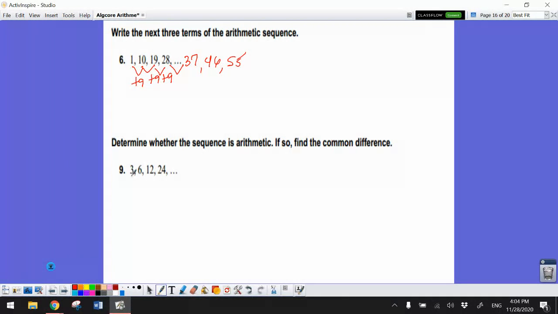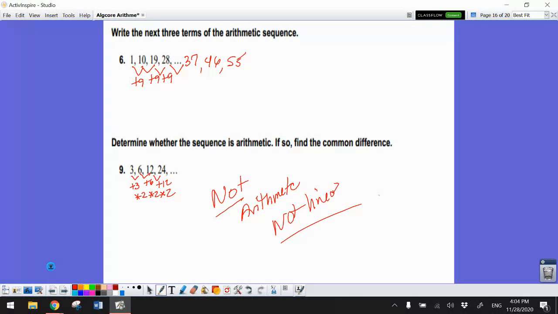Is this arithmetic? This one is a plus 3, and a plus 6, and then a plus 12, or a times 2 times 2 times 2. So is this arithmetic? No, it is not arithmetic, because it is not linear. It's not going to make a line. So if there's no line, then there's no common difference.